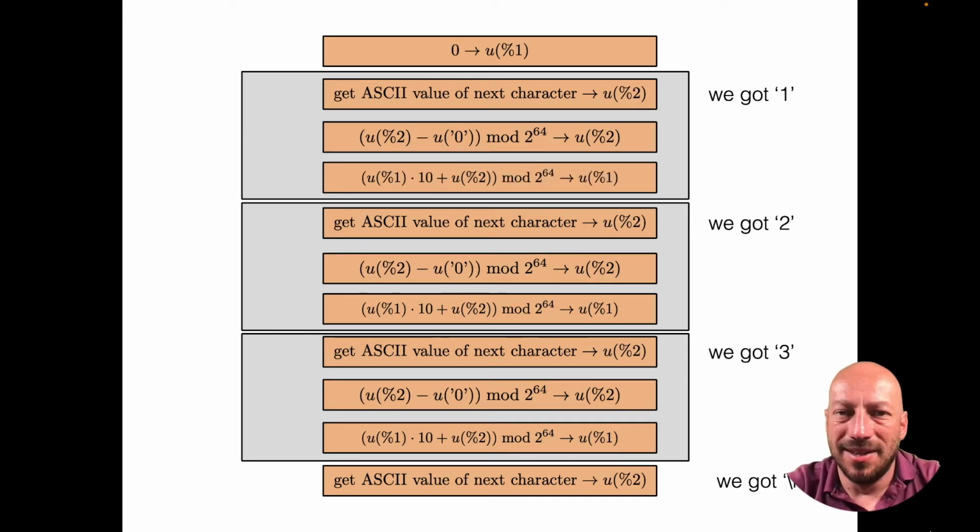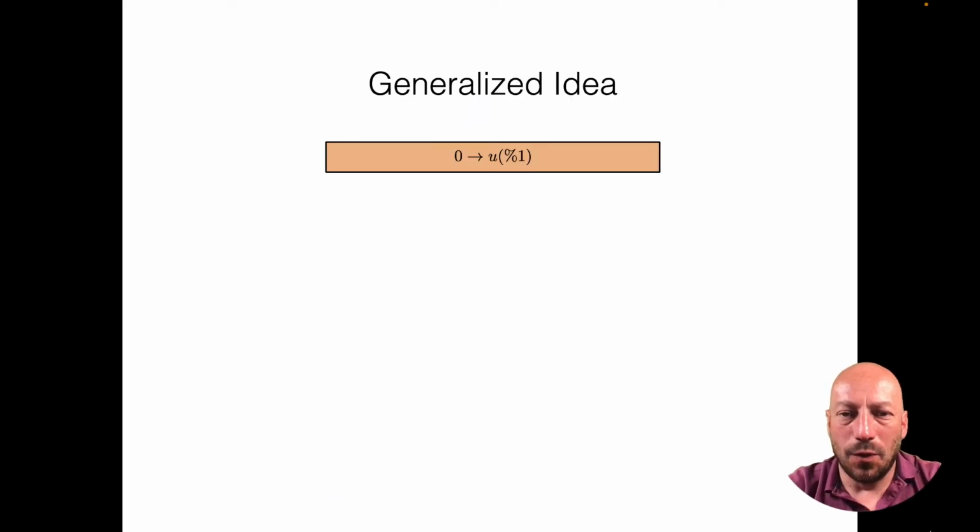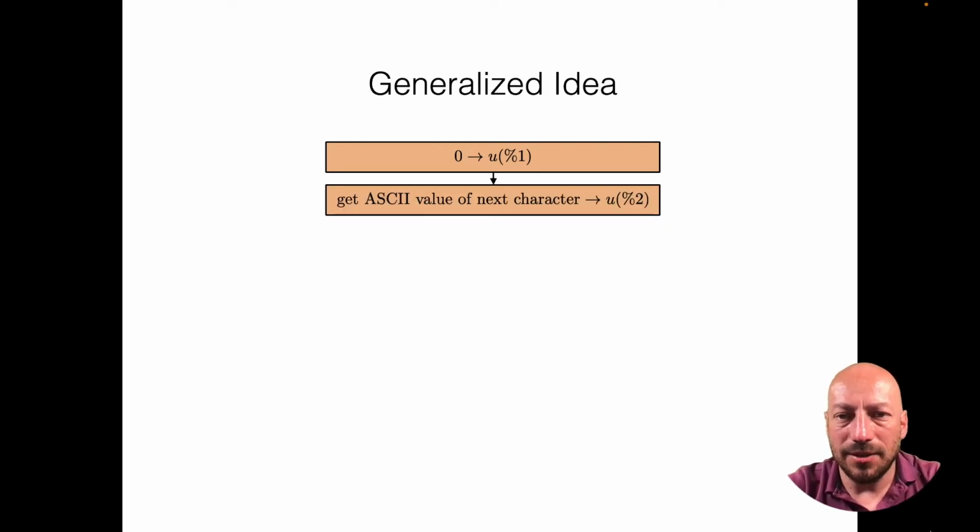And then you see how to realize this in general with a loop. You first zero initialize the destination register, then you read in some character, and then you check whether it's a digit or not.